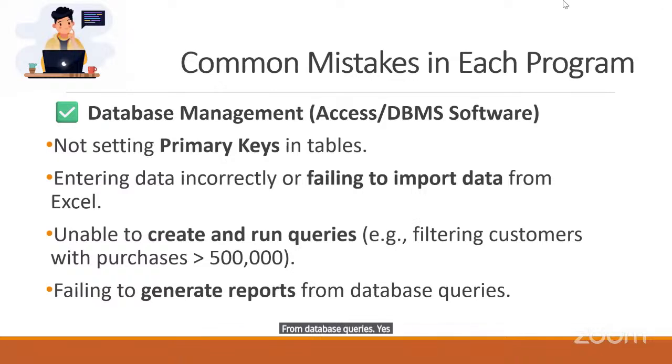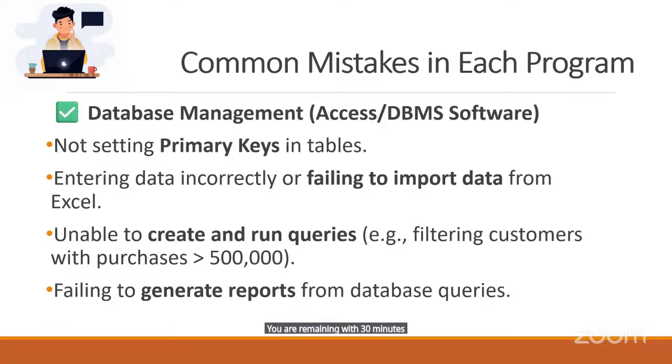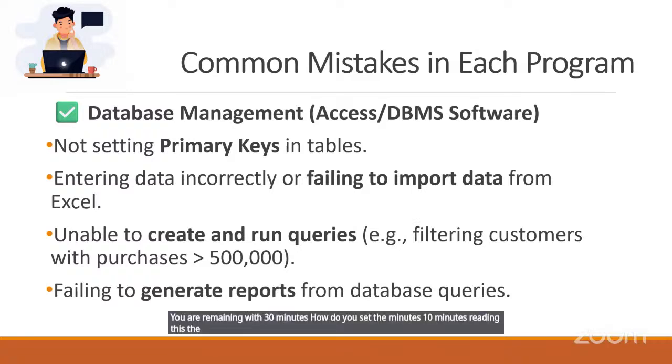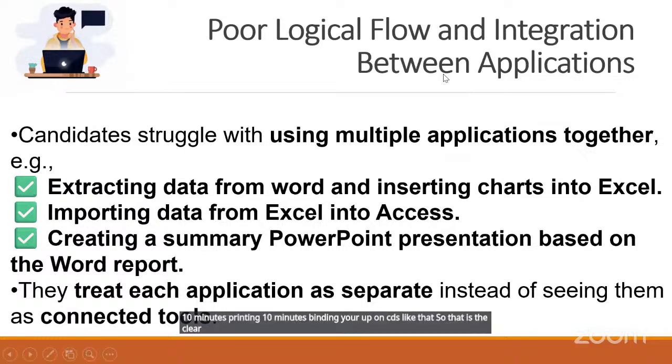Yes, in the chat section, what is the best period of time to do paper 2 so that you can finish? We started with planning. We said at least 60 minutes on item 1, 60 minutes on item 2. Those are 2 hours. You are remaining with 30 minutes. How do you use 30 minutes? 10 minutes, reading the scenarios very well and the task and identifying which applications to use. 10 minutes, printing. 10 minutes, burning your work on CDs, like that. So that is the clear planning.